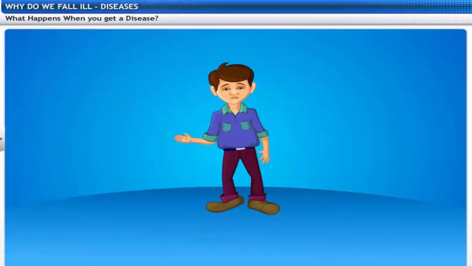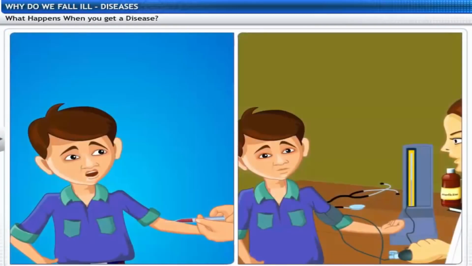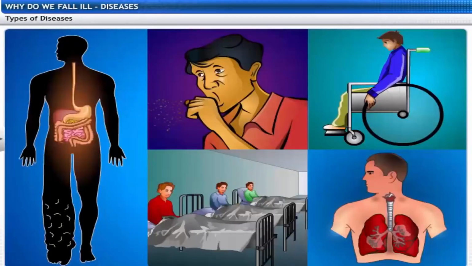Okay, now I understand. But how do I know which disease is the cause of my fever? If I don't know, it will be difficult to treat it. Moreover, I have to get fit to participate in the final match. The team needs me. Physicians diagnose the disease based on observed symptoms and clinical tests. Let's now look at the types of diseases.